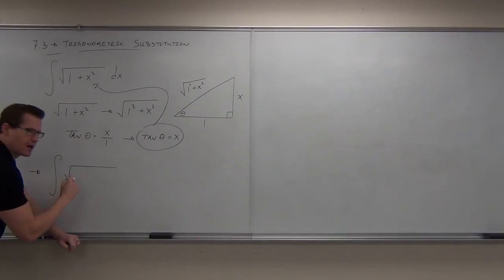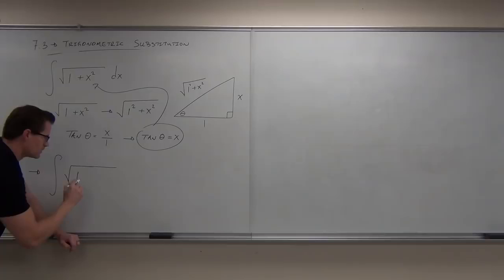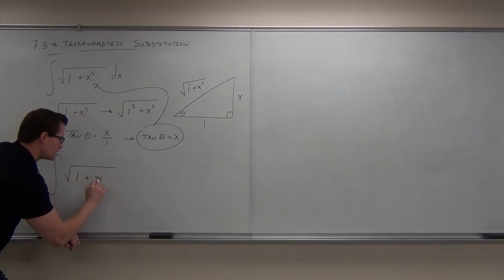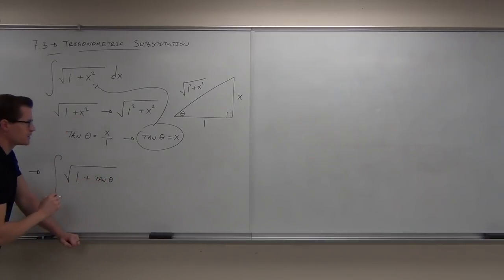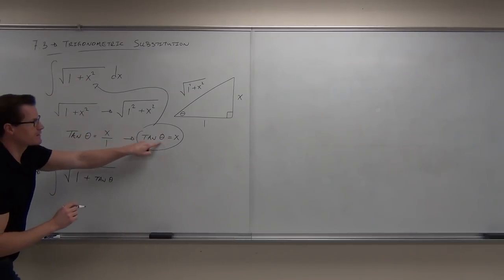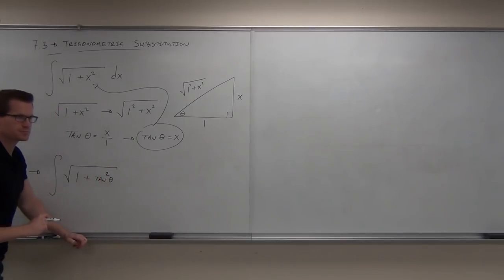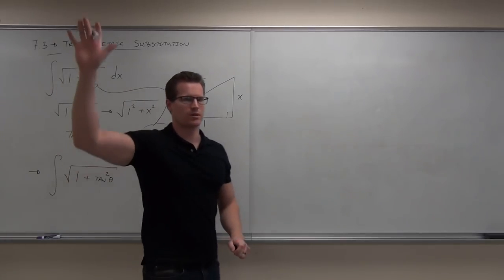Square root, we're still going to have a 1. Are we still going to have an x? No. Instead, what is our x? Tan squared. So we're going to have tan theta, wait a minute, just tan theta? Tan squared. This was x squared. Hey, look at that. Tan theta is x. This becomes tan squared theta. I want to see hands up if you feel okay with this so far.